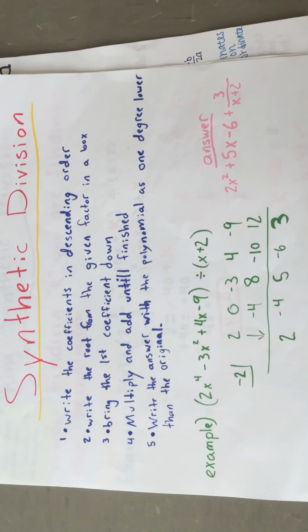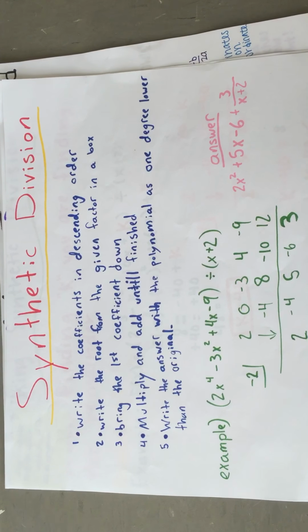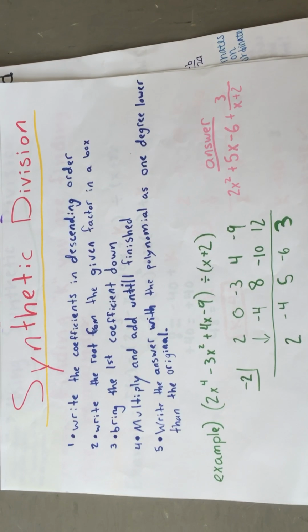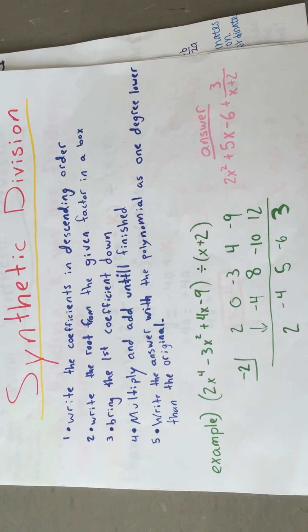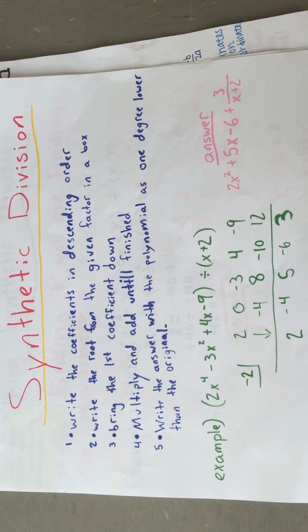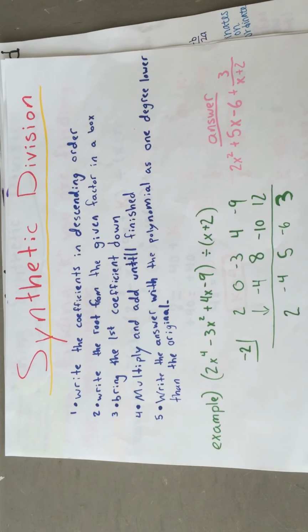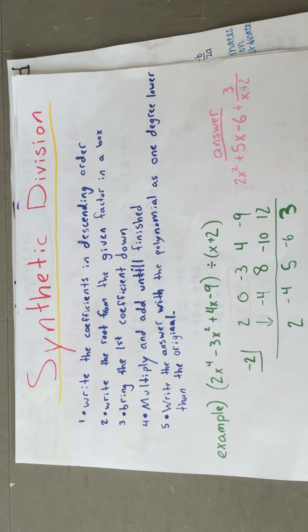Synthetic division. Write the coefficients in descending order. Write the root from the given factor in a box. Bring the first coefficient down. Multiply and add until finished. Write the answer with the polynomial as 1 degree lower than the original.